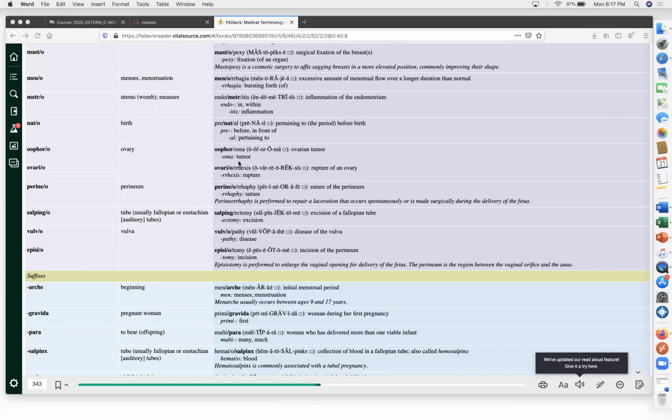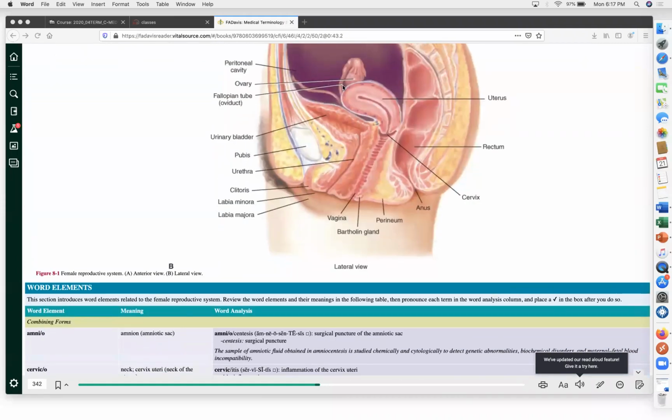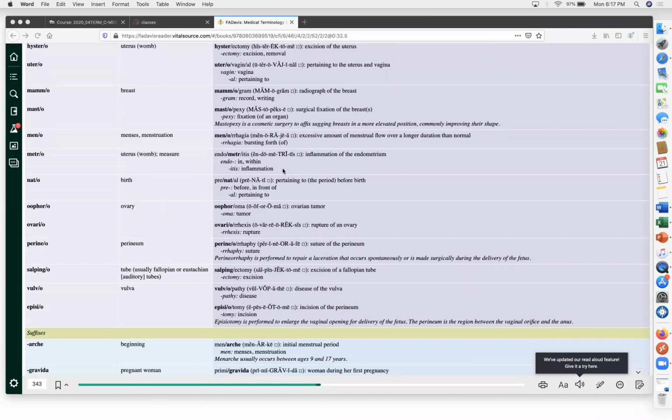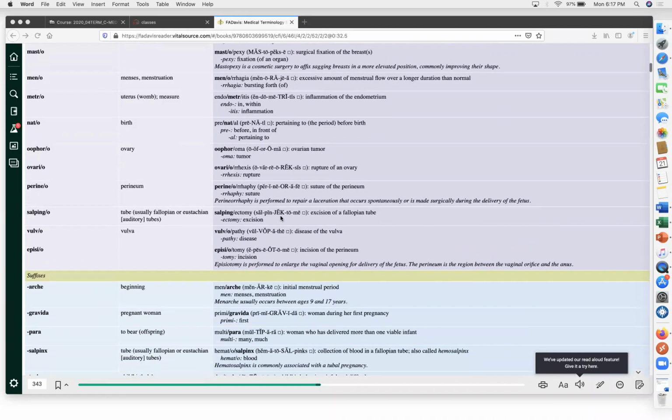Oophorocoma, that's a tumor of the ovaries. Ovariorrhexis, rupture of an ovary. And you can also have a torsion of your ovaries, because if you look at the picture here, you see your ovaries, they're connected via these little finger-like projections called your fimbriae, and then your fallopian tubes. Sometimes your fallopian tubes twist around and then you get torsion, and it causes a lot of pain in our patient.